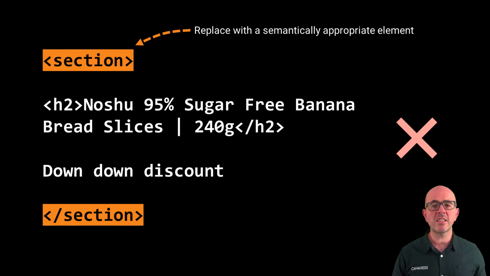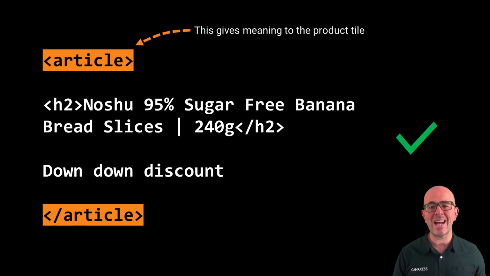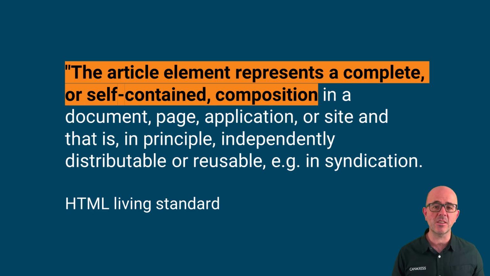Firstly, replace the generic section element with a more appropriate semantic landmark element. Choose the article element as its meaning more accurately describes the content, as the HTML specification describes an article element as representing a self-contained composition which could be reused elsewhere. And this is what product tiles are: reusable web content. They're not just found on product listing pages, they're found on other pages. The product tile component is reused a lot.